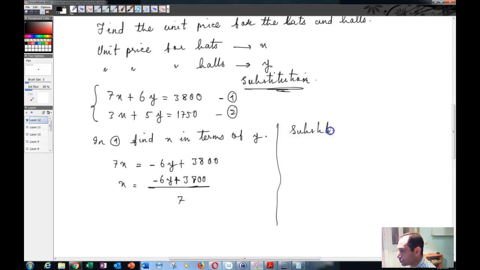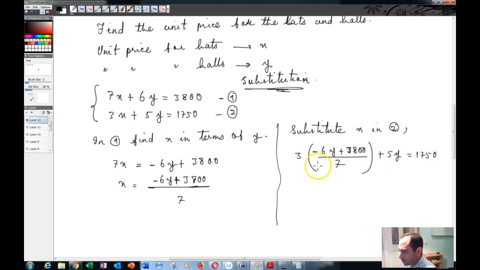You can substitute x in 2. So you would get 3 times x, which is equal to 3 times this whole thing, 3 times (negative 6y plus 3800) divided by 7, plus 5y is equal to 1750.